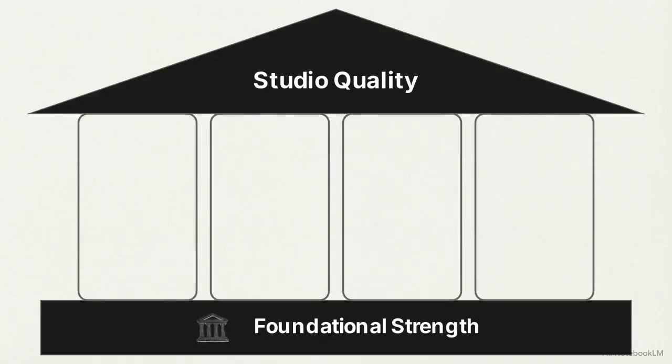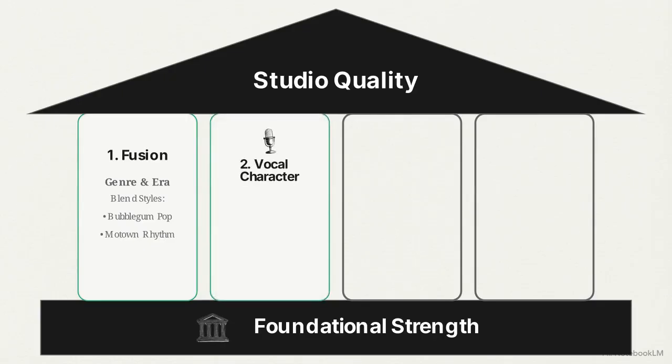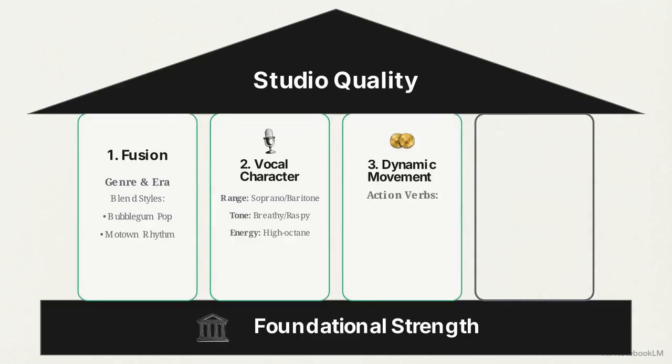Pillar 1 is fusion. Lyria 3 excels at mashing up distinct styles. Pillar 2 is vocal character. Do not just ask for a singer. Request a breathy soprano or a gritty, raspy male baritone to lock in the vocal tone. Pillar 3 is dynamic movement. Use action verbs like crescendo or drop to physically maneuver the instrumentation over your timeline.